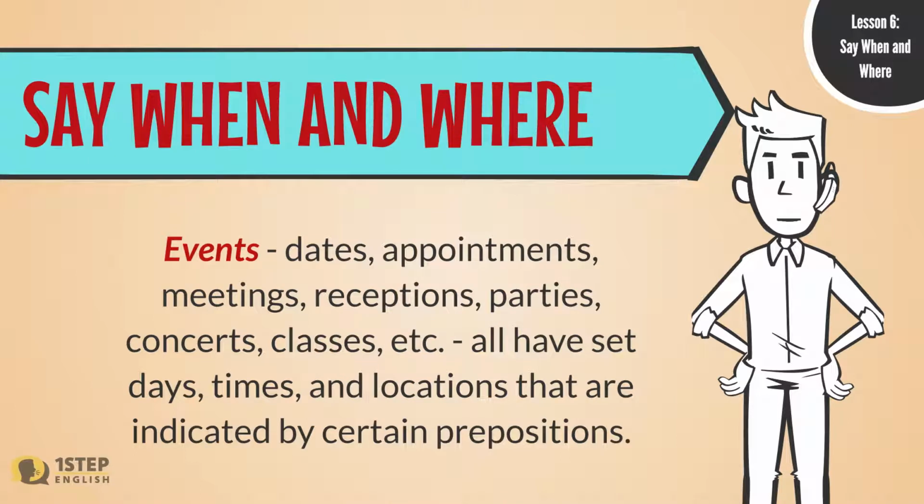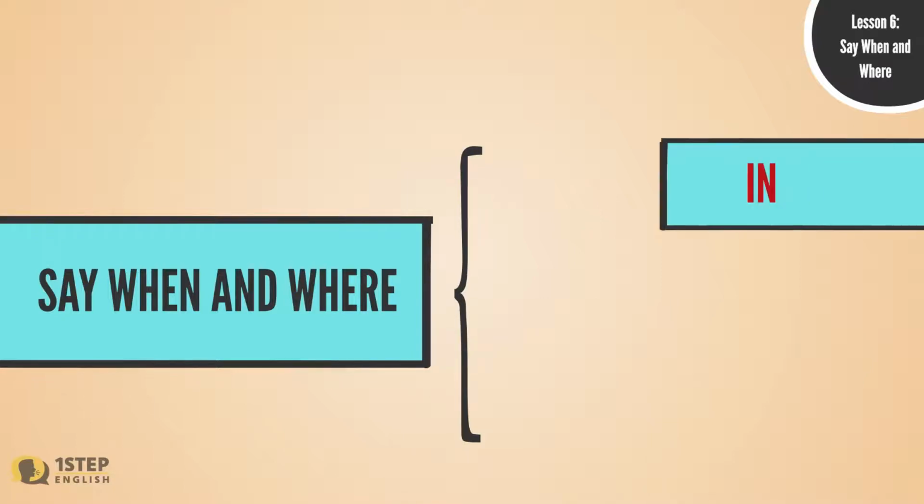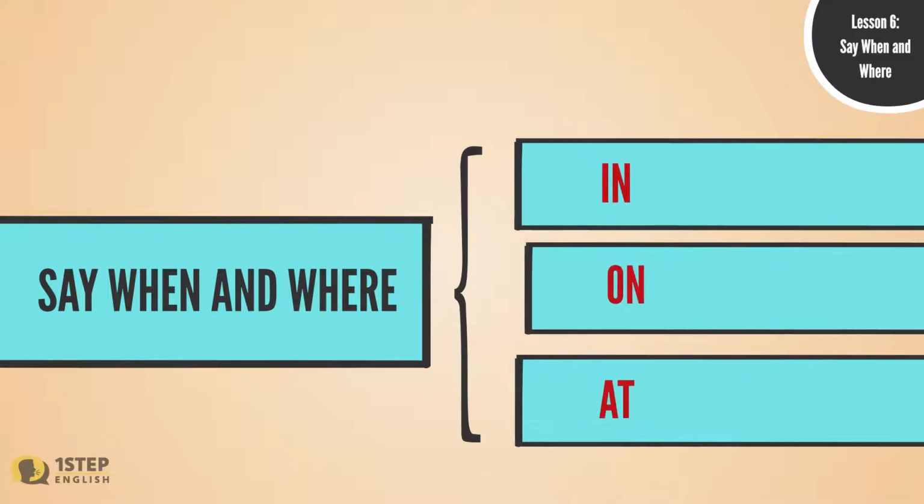Events, dates, appointments, meetings, receptions, parties, concerts, classes, etc. all have set days, times, and locations that are indicated by certain prepositions. Say when and where. The prepositions to use are in, on, at.